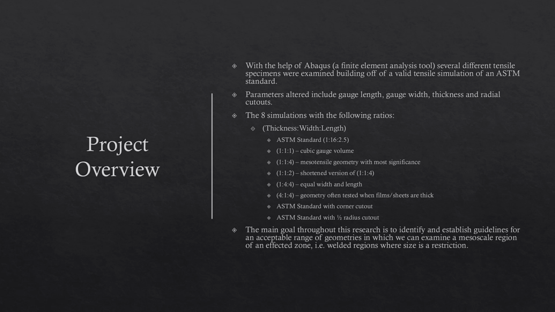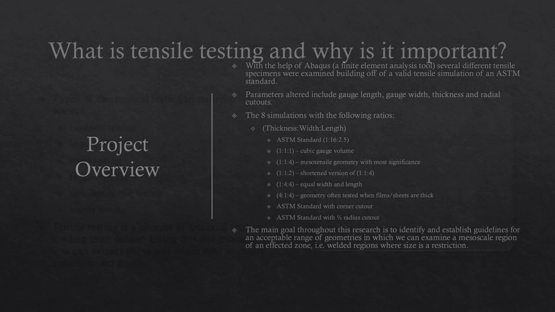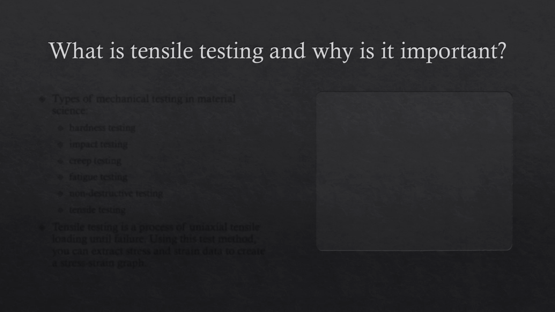During this O-REU program, I used Abaqus, which is a finite element analysis tool, to simulate a series of valid tests and then compared them to a valid test using an ASTM standard for tensile samples. These sets of samples that were simulated have altered gauge length, gauge width, thickness, and variations in transitions from grip section to gauge section. You might ask yourself, well, what is tensile testing and why is it important?